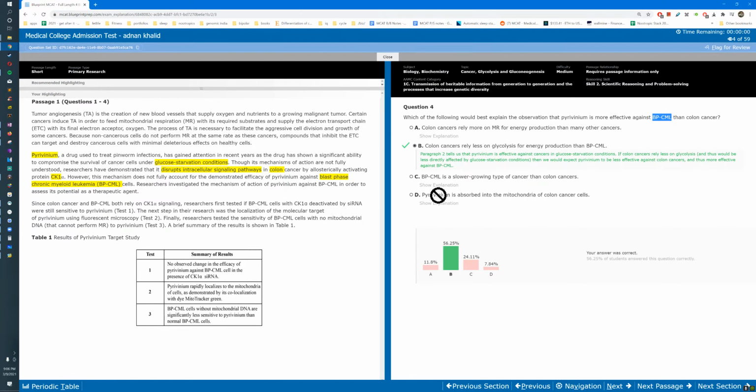What about this one? It's a slower growing type. That doesn't really matter.